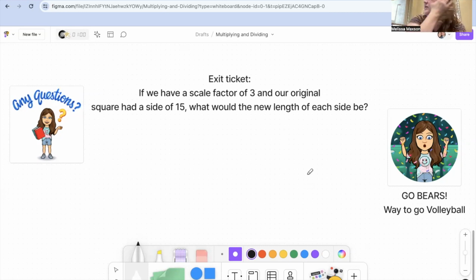Okay? So your exit ticket, you're going to add a sticky note, and then you're going to draw your conclusion inside, or you're going to type it. If we have a scale factor of 3 and our original square had a side of 15, what is our new length of each side going to be?